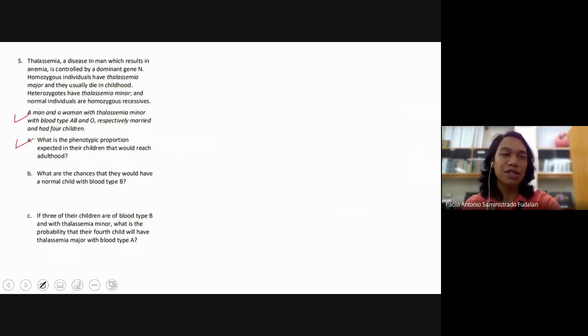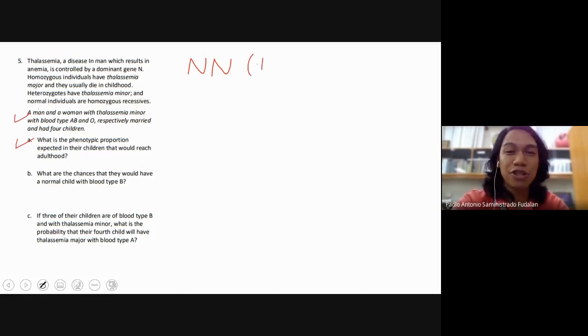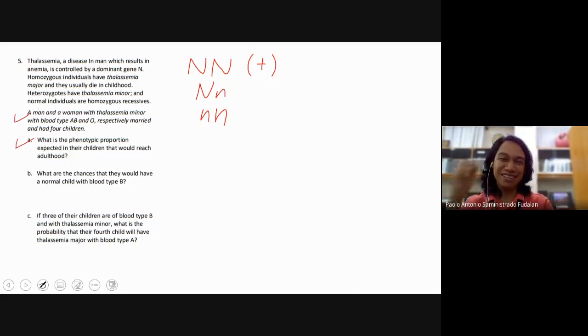All right, let's continue. Okay, number 5. Thalassemia, a disease in man which results in anemia, is controlled by a dominant allele, capital N. Homozygous individuals have thalassemia major, so they die. Let's put a cross in childhood. While heterozygotes, capital N, small n, will have thalassemia minor, okay? And normal individuals will be homozygous recessives. I hope you figured that out.